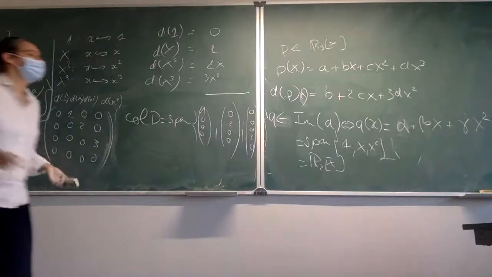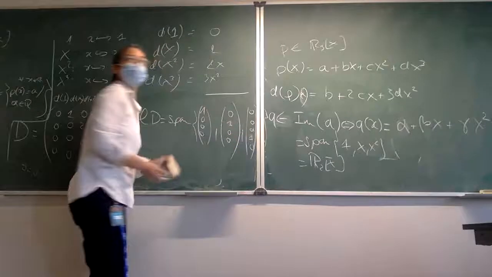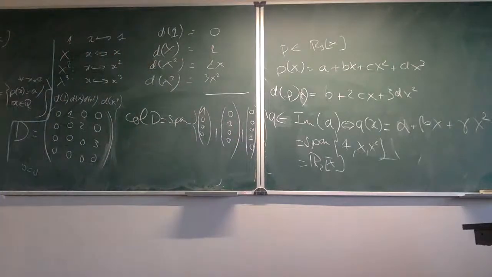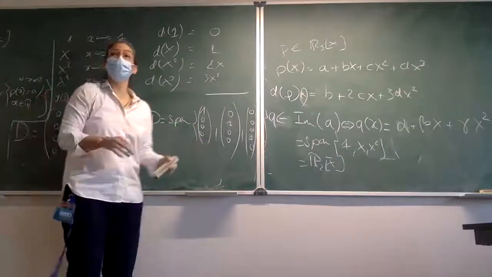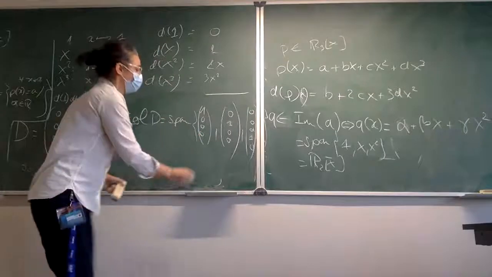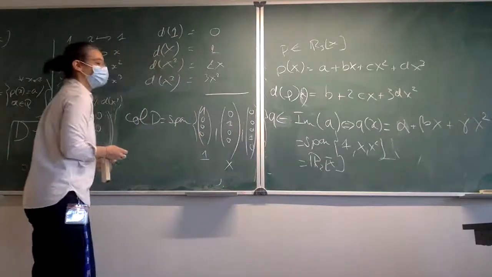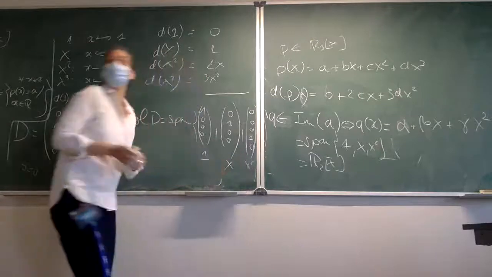Okay? This vector is collinear to the one where I put 1. It doesn't matter. It doesn't change anything. So they span the same thing. And if you get back to the polynomial expression of these vectors, this is the constant polynomial, this is the polynomial x, and this is the polynomial x^2.